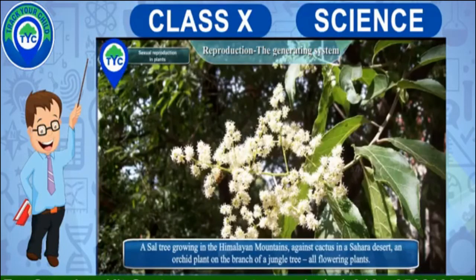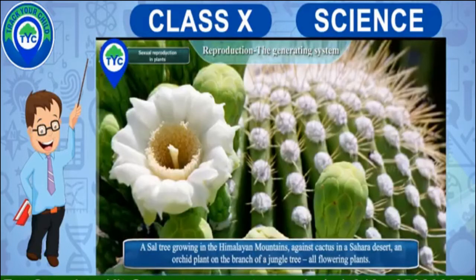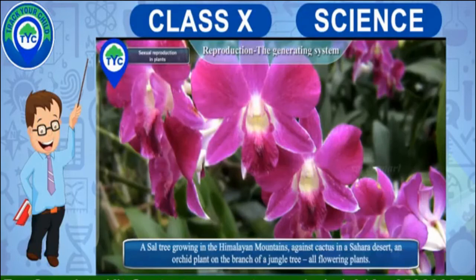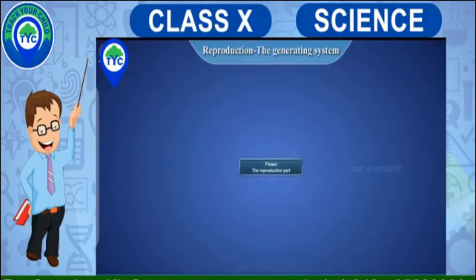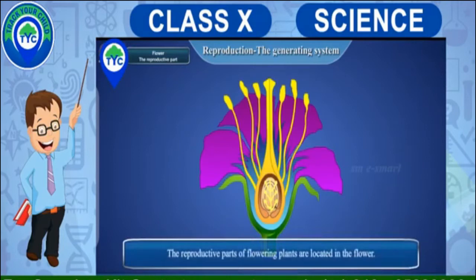A sal tree growing in the Himalayan mountains, a giant cactus in the Sahara desert, an orchid plant on the branch of a jungle tree, all flowering plants. Flower, the reproductive part. The reproductive parts of flowering plants are located in the flower.